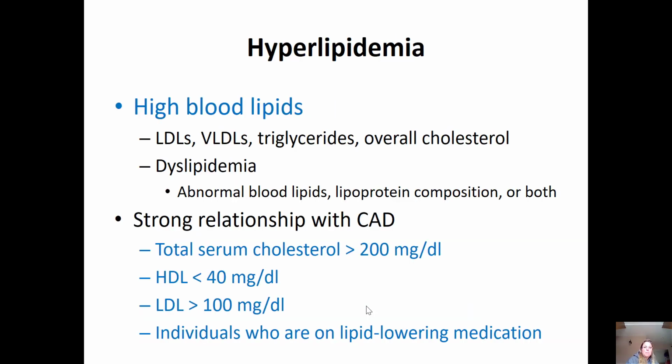High cholesterol, hyperlipidemia, is another issue people have with metabolic concerns. So that's having high blood lipids, so high levels of fats floating in their blood. So dyslipidemia is having abnormal blood lipids. Okay. So people who have abnormal blood lipids have a strong relationship with coronary artery disease.